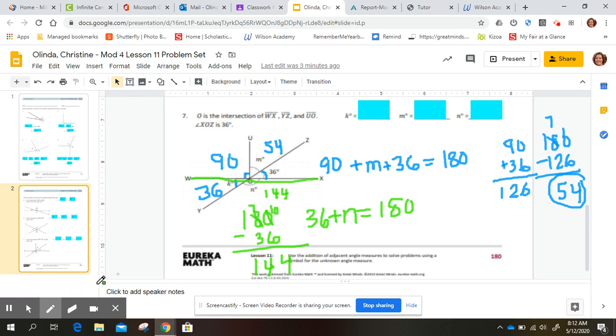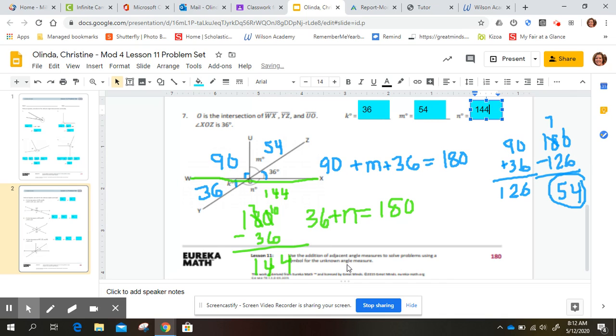So now I can go in here and solve because I have all my angles written. I find angle K, and we know that that's 36 because K is here, and that's the complementary angle from here. So I'm going to type in 36. I know that M, we solved up here, was 54. And we know that N is 144. And that should be all.